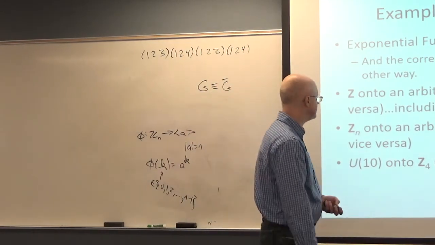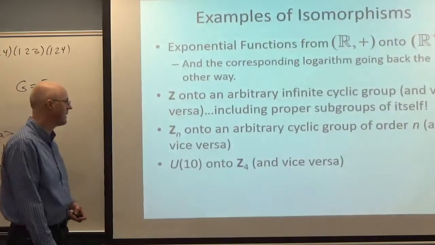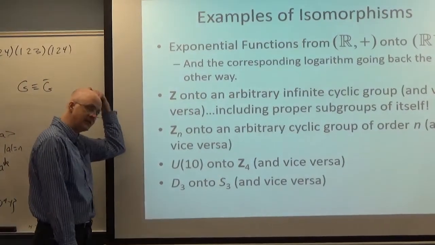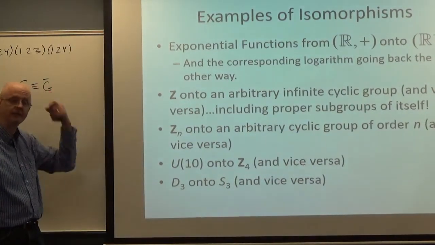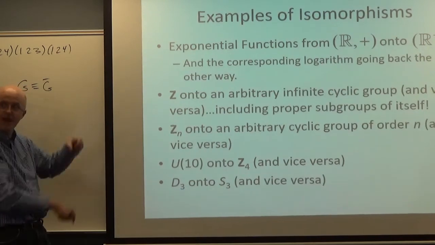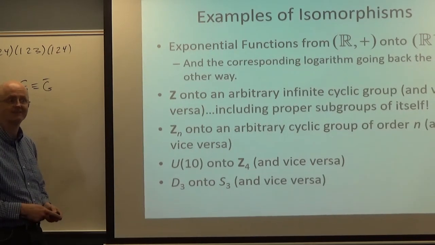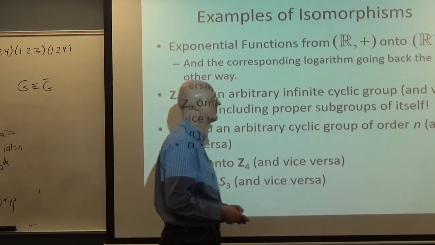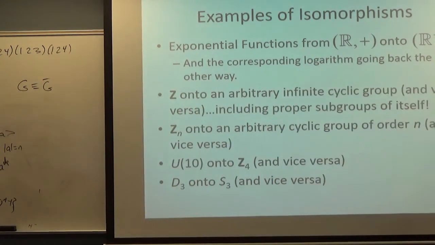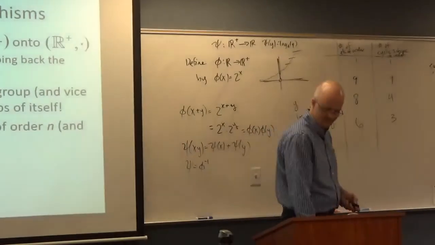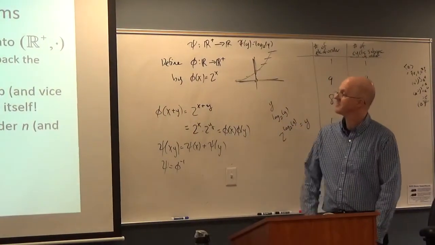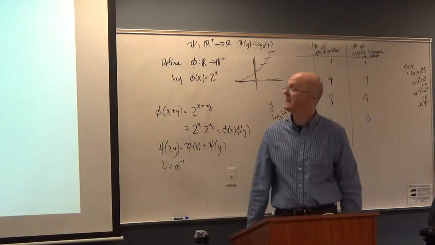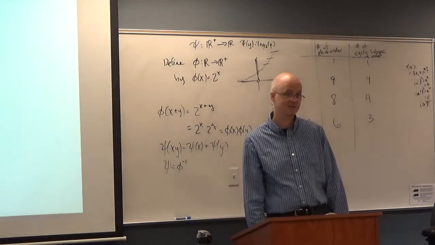U10 turns out to be isomorphic to Z4, it's cyclic, and vice versa. D3 and S3 turn out to be isomorphic in the way we saw with the Cayley tables and the way I described as far as the mapping goes in lecture A. Okay, these are examples of isomorphism. There are surprising ones, shockers.